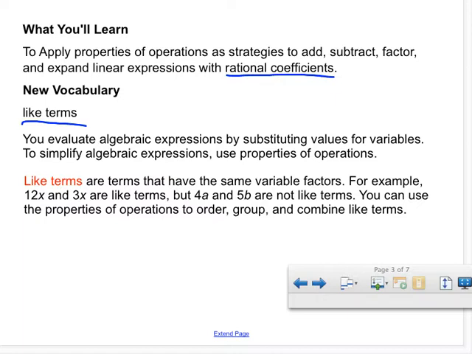Like terms are terms that have the same variable factors. For example, 12x and 3x are like terms, but 4a and 5b are not like terms. Why are 12x and 3x like terms? Because they both have the variable x. They have the same variable x. And why are 4a and 5b not like terms? They have different variables, so they're not like terms. You can use the properties of operations to order, group, and combine like terms.